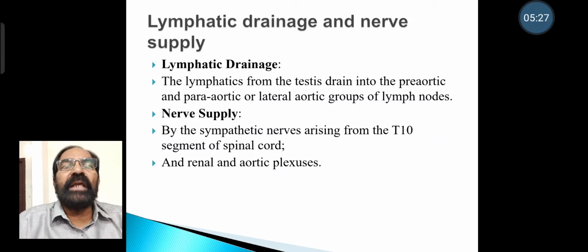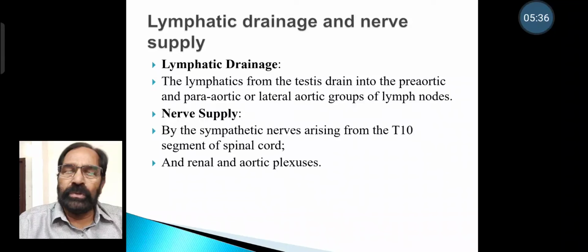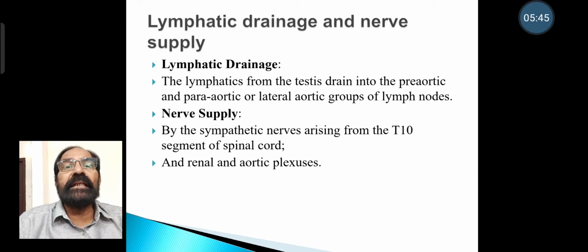Lymphatic drainage and nerve supply. The lymphatics from the testis drain into pre-aortic and para-aortic or lateral aortic groups of lymph nodes. Nerve supply is by the sympathetic nerves arising from T10 segment of the spinal cord and the renal and aortic plexus.